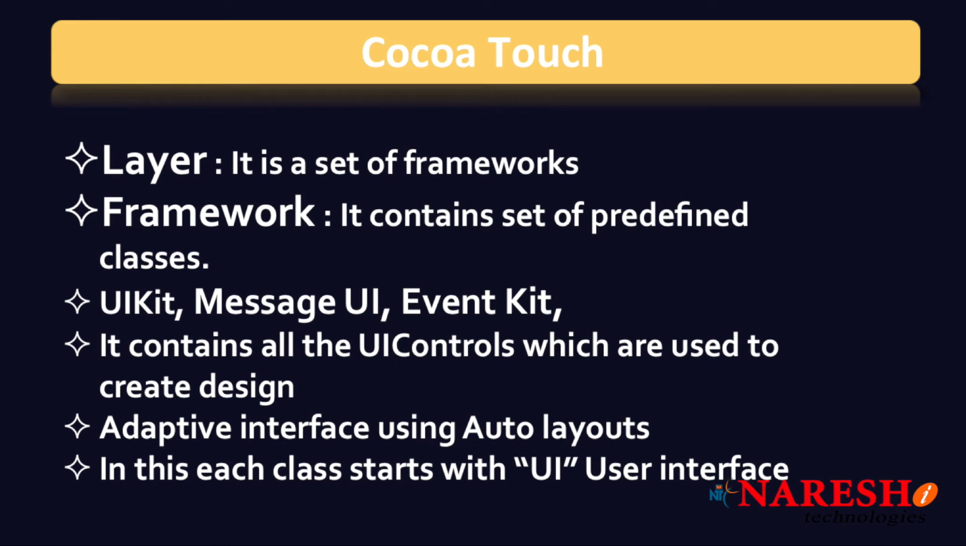Either it is text, labels, buttons, text fields, camera controls, or whatever it may be. That means without UI Kit there won't be any app. Why? Because to create the app window initially, we need UI Kit. The app window is created by UIWindow, and to create empty screens, the launch screen or home screen, whatever it may be, we need UI Kit. That's why UI Kit is mandatory for each and every application. And Message UI provides the message composers as well as the mail composers, and Event Kit provides event generating elements. And we have a lot more frameworks in Cocoa Touch, which are used to create a lot of UI controls.